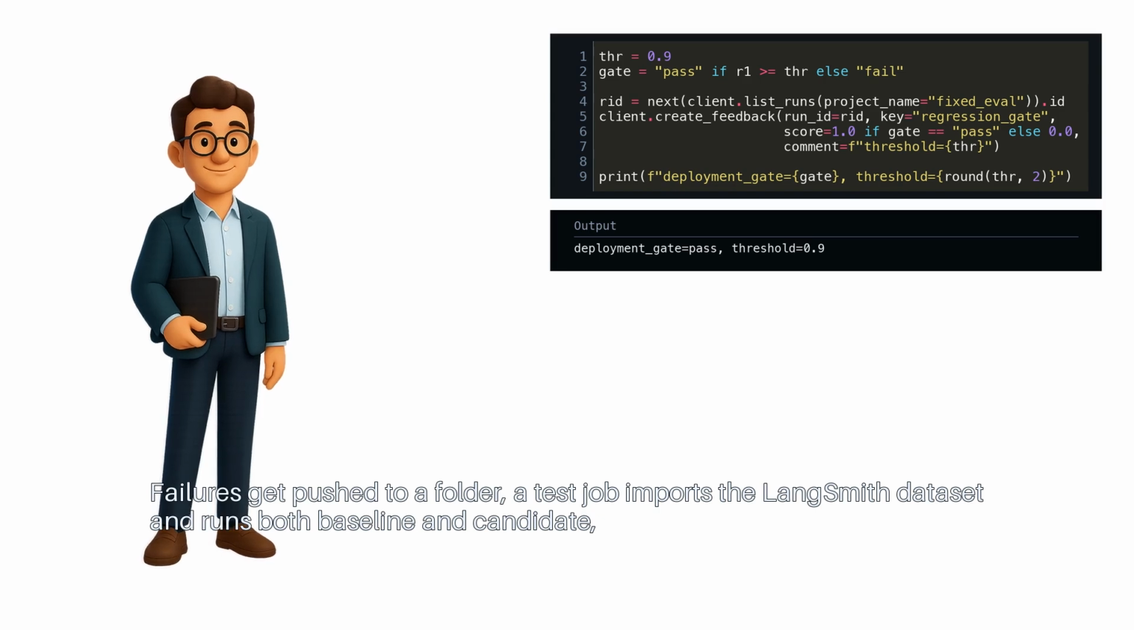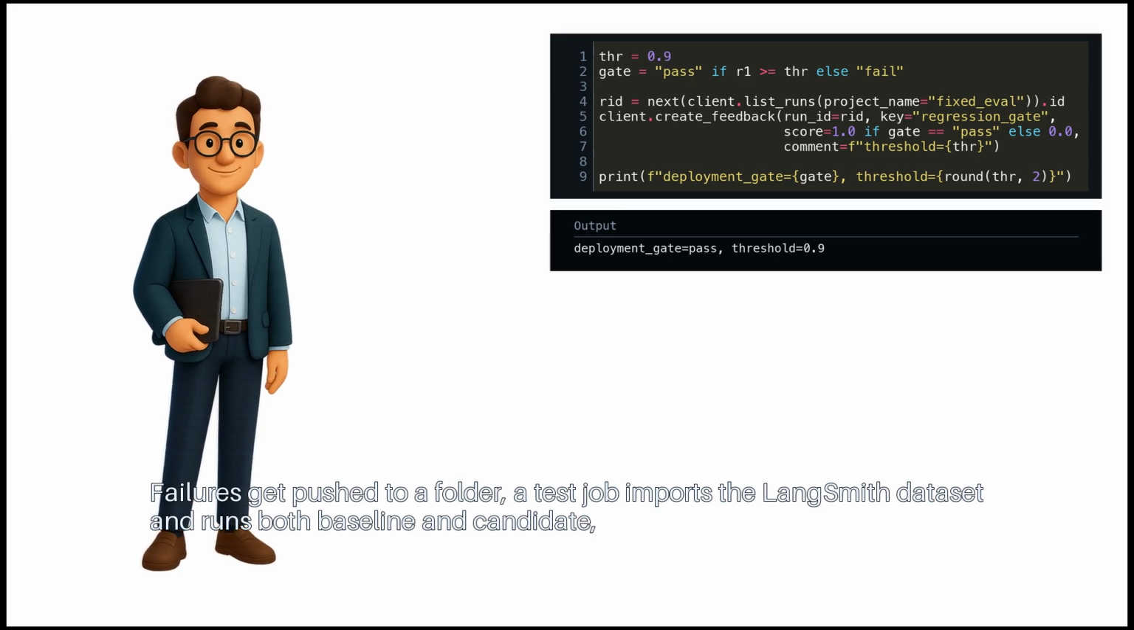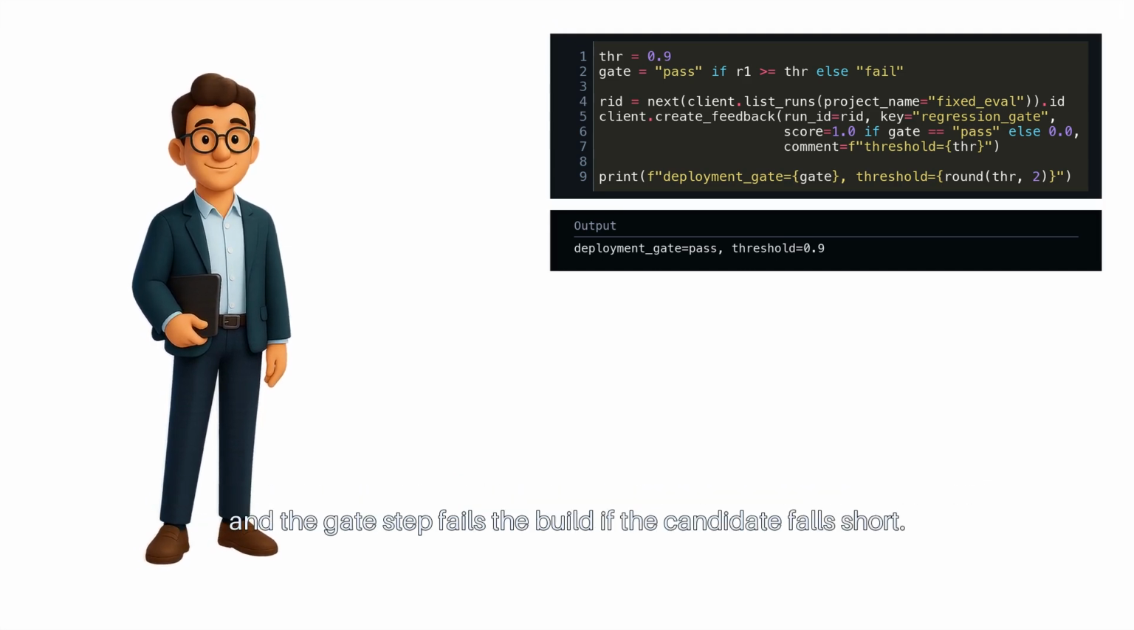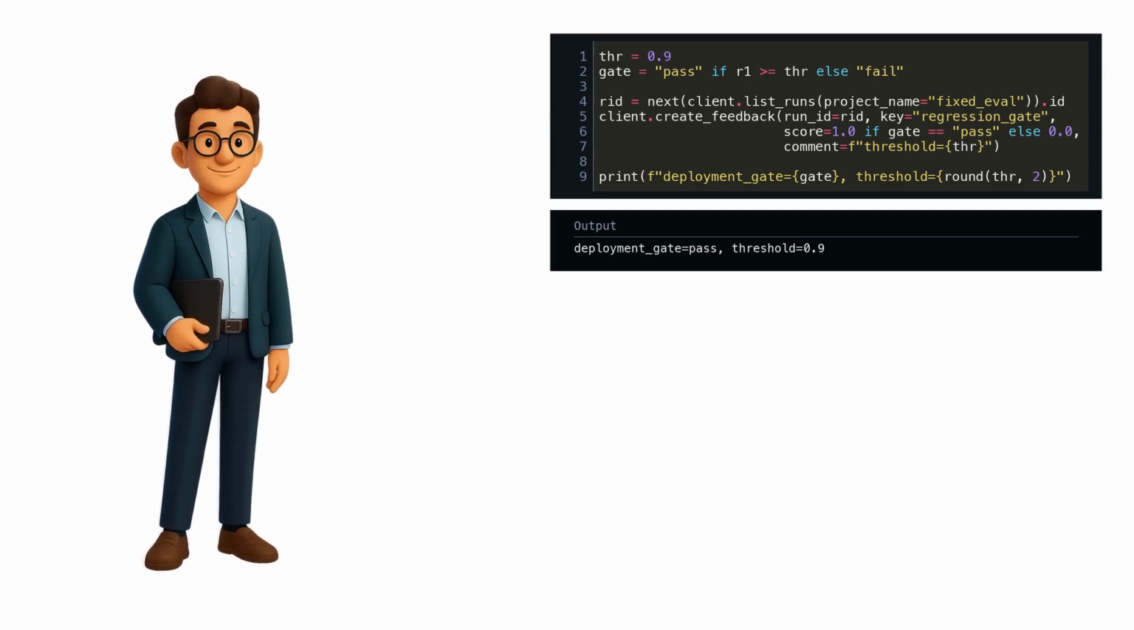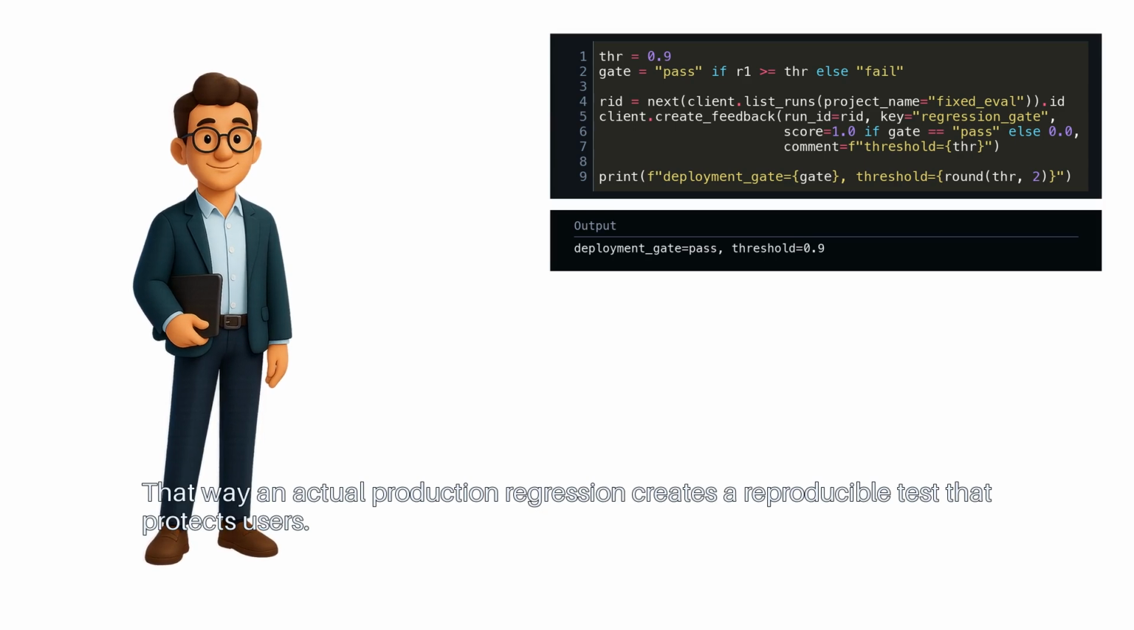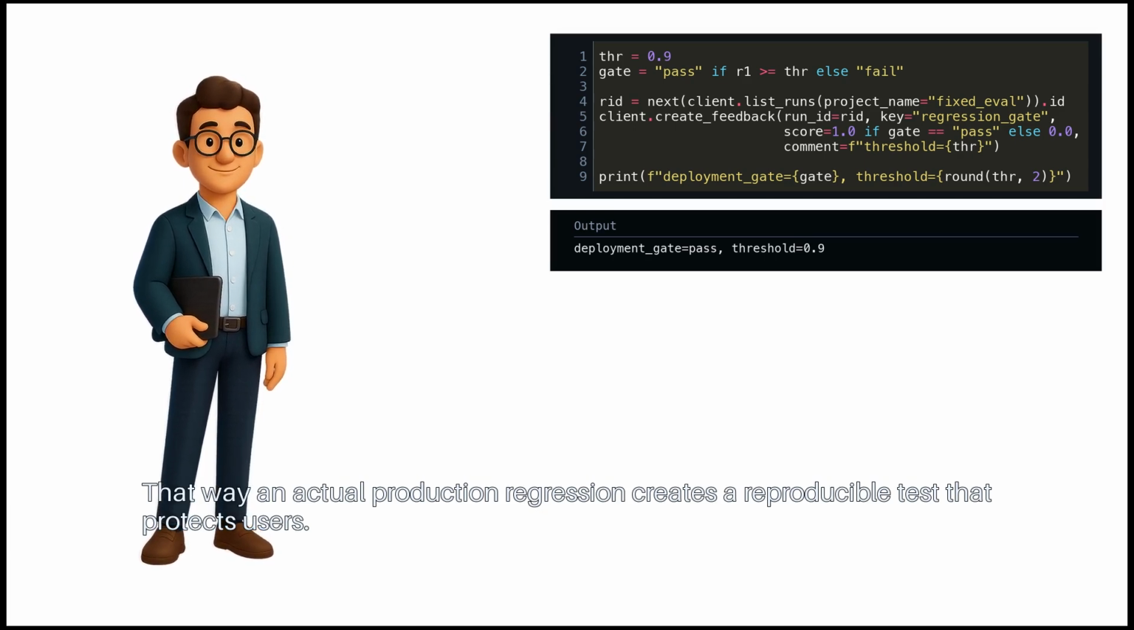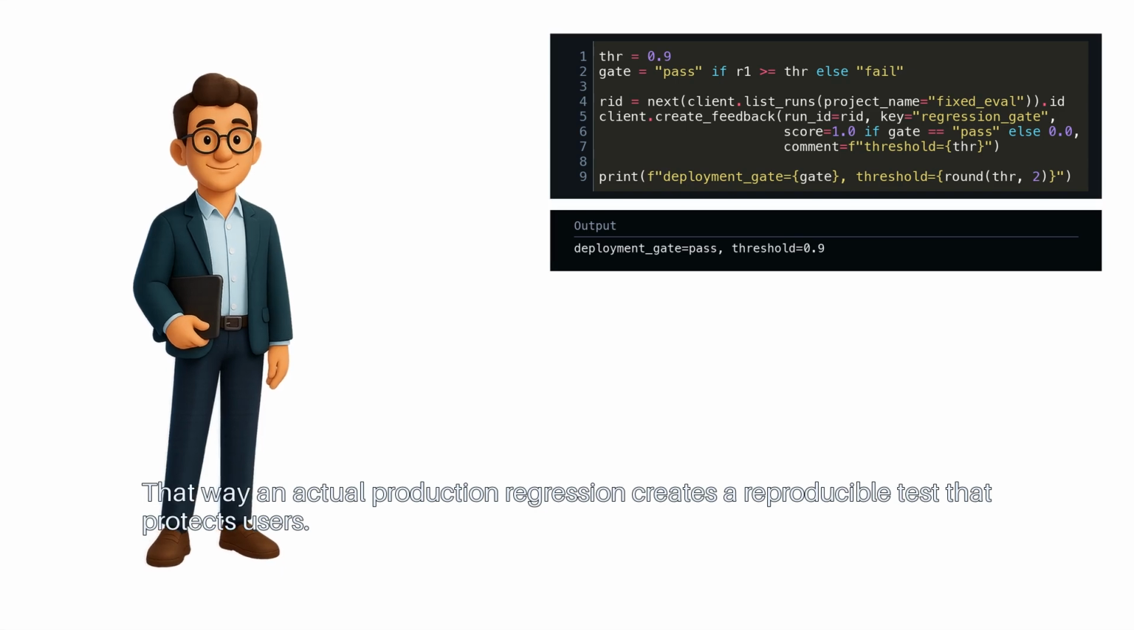Failures get pushed to a folder. A test job imports the LangSmith dataset and runs both baseline and candidate, and the gate step fails the build if the candidate falls short. That way, an actual production regression creates a reproducible test that protects users.